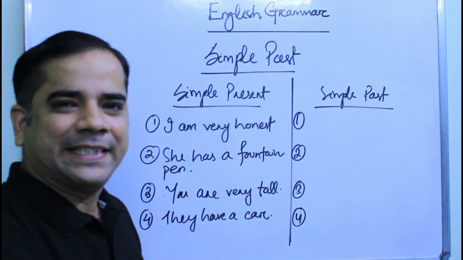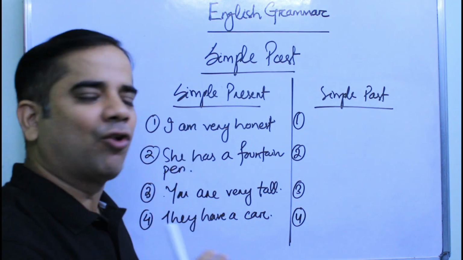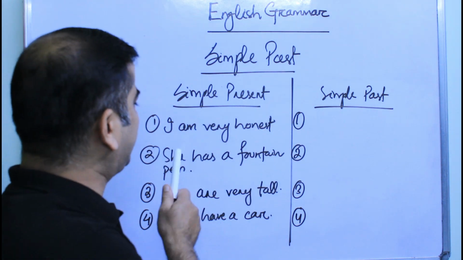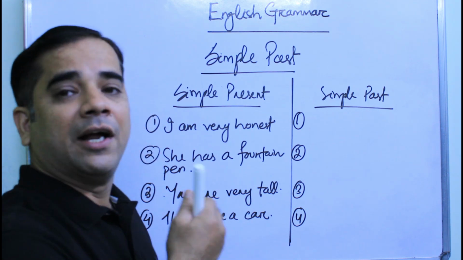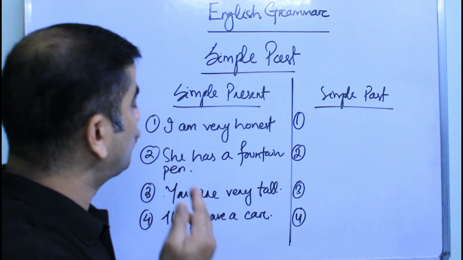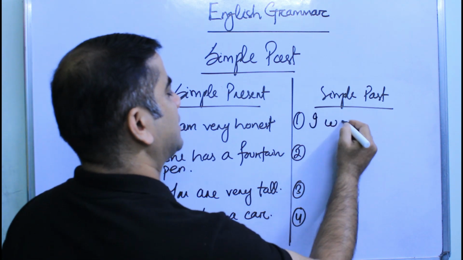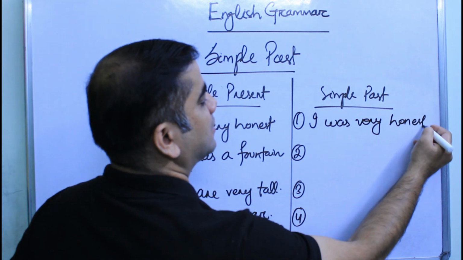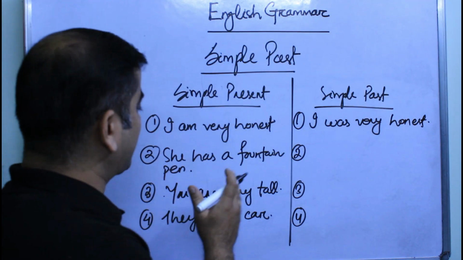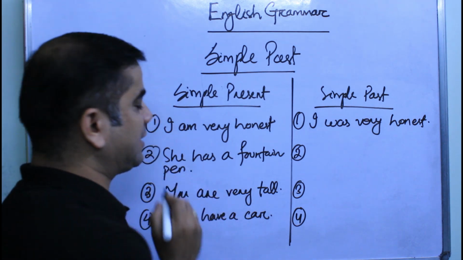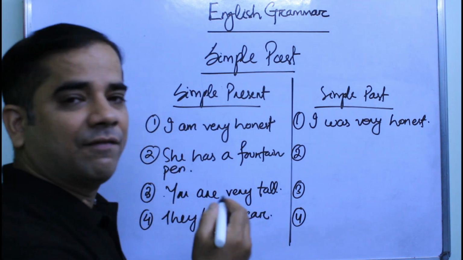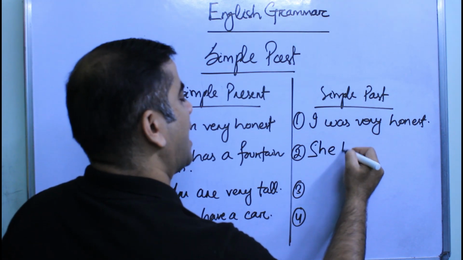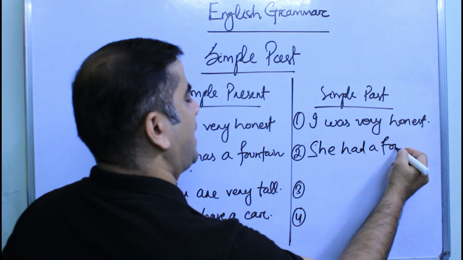Here we have 4 sentences in their simple present form. Let us now convert them in their simple past form. I am very honest. Here am is the verb, and when we convert am into past, it gives us was. So I was very honest. She has a fountain pen. Here has is the verb of possession. So when we convert it into its past form, we write she had a fountain pen.